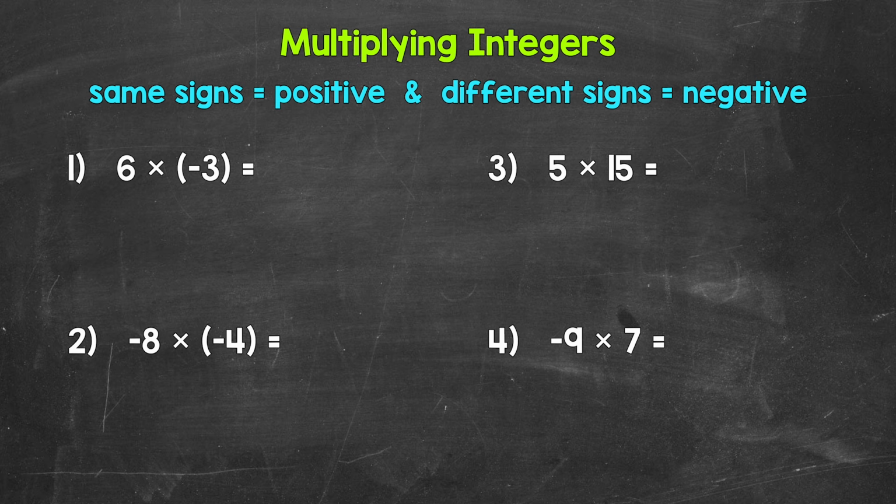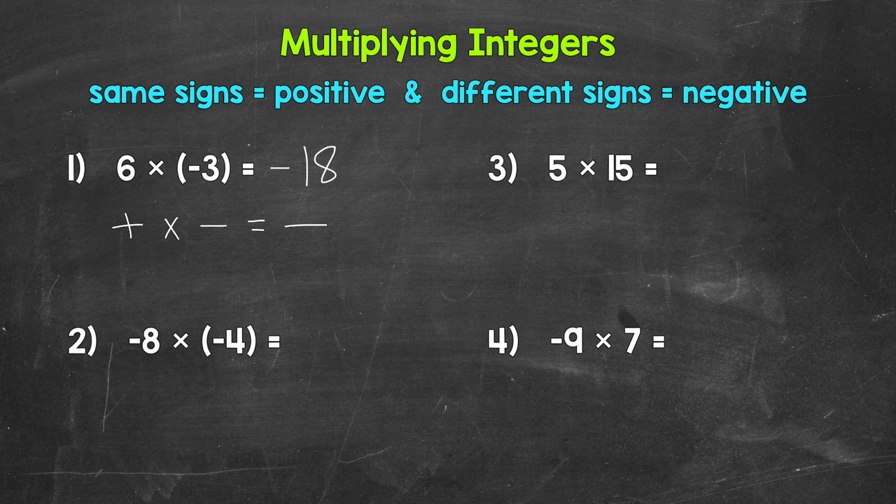We have 6 times negative 3. Notice we have different signs here. A positive times a negative. That means our answer will be negative. So all we need to do here is think 6 times 3 is 18. And since we have different signs, this is negative 18. 6 times negative 3 equals negative 18. And that's it. A positive times a negative equals a negative.